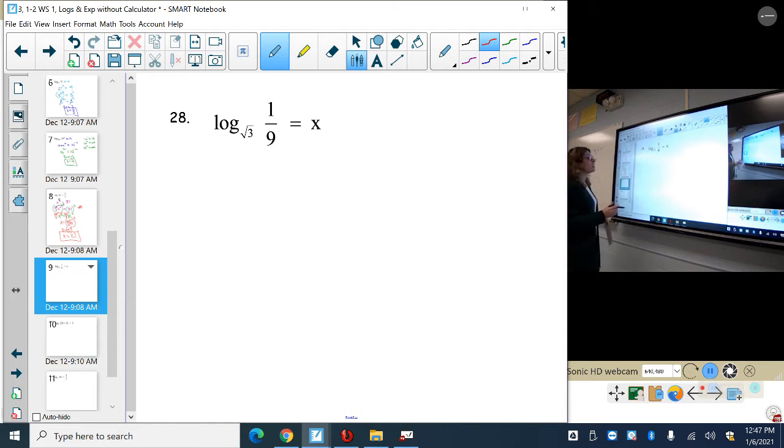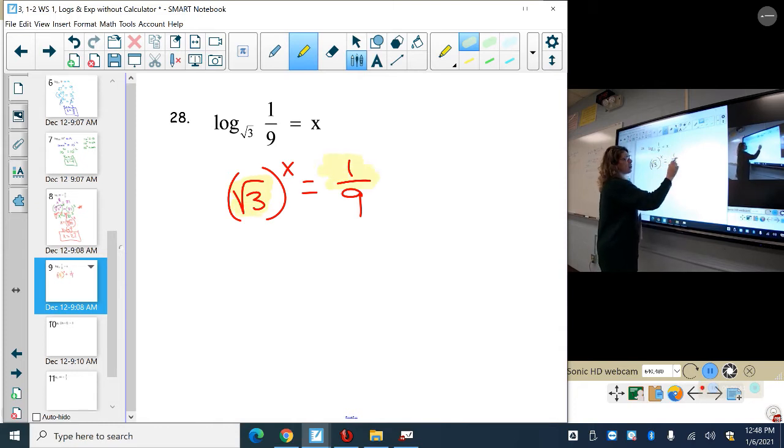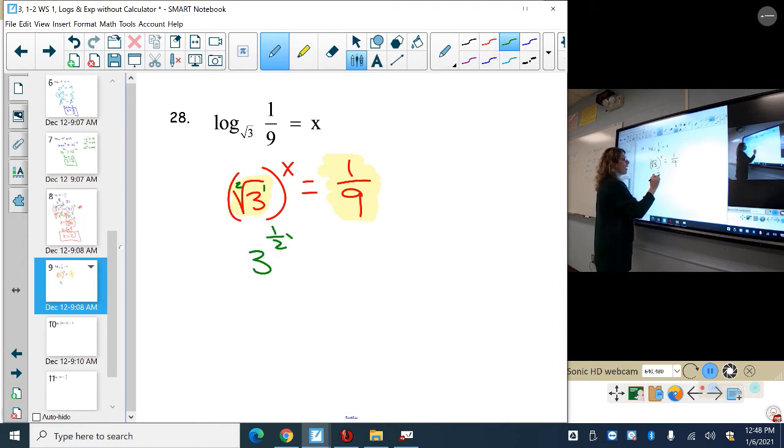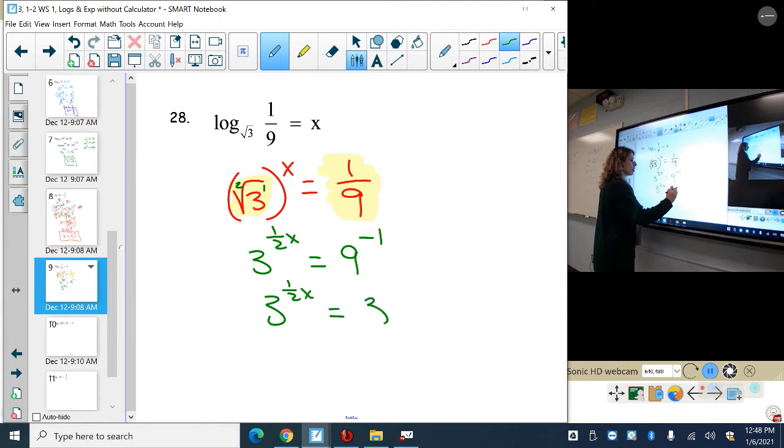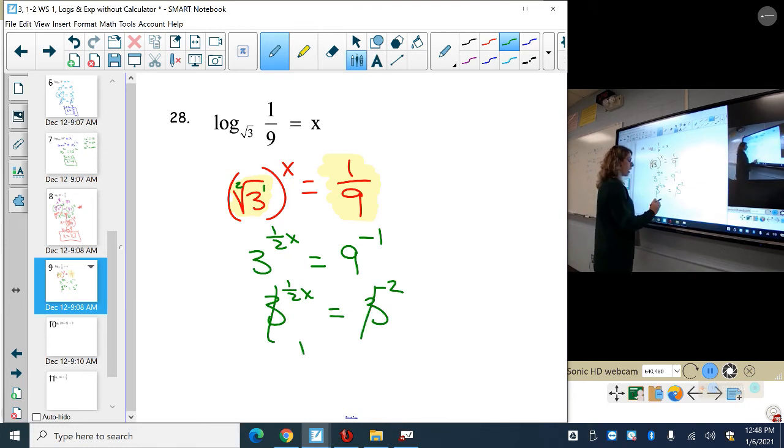Number 28. Same concept, square root of 3 raised to the x power is equal to 1/9. Couple things I don't like. I definitely don't like that there's a square root, and I definitely don't like that it's a fraction. So I'm going to fix both of those. I'm going to fix this by doing power over root, so that is going to be 3 to the 1/2 x is equal to 9 to the negative 1. Well, 9 is the same thing as 3 to the negative 2. So now cancel these out, and I have 1/2 x is equal to negative 2, multiplied by 2, and x is equal to negative 4.